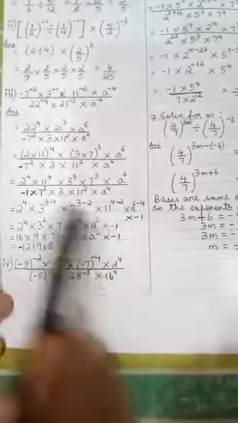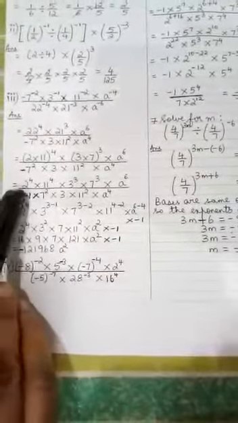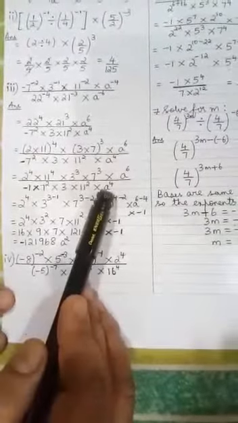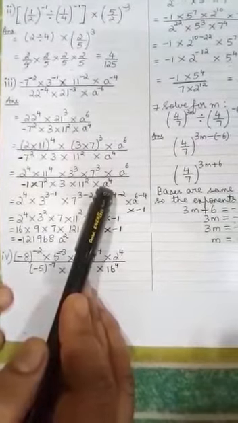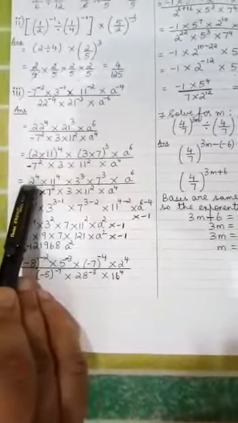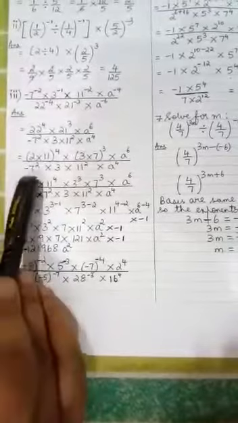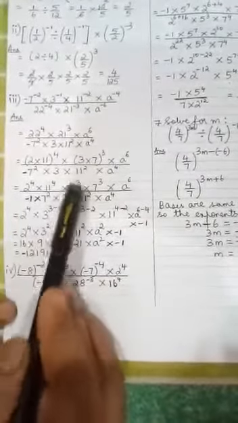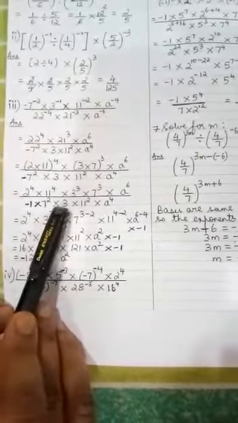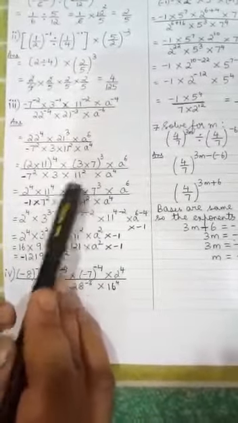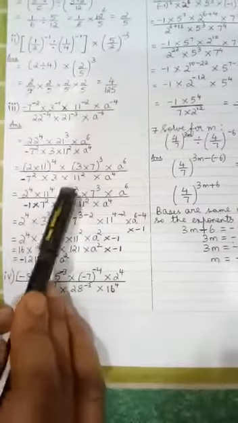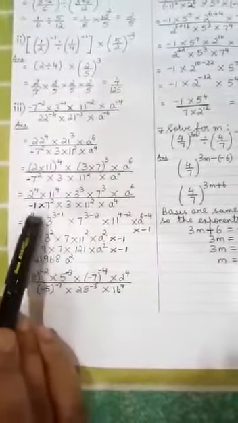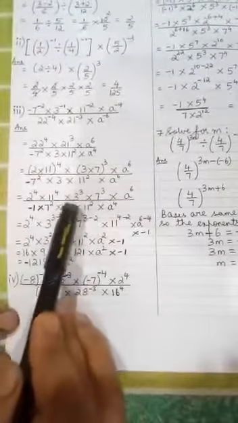Next, see here, we have different bases. We have base 2, base 3, base 7, base 11 and base a here. There is only one term with base 2. So write it as it is, 2 to the power 4, in the numerator. There are two terms with base 3. So we have 3 to the power 3 divided by 3. When the bases are the same and it's division, we subtract the powers. So you can see into 3 to the power 3 minus 1.